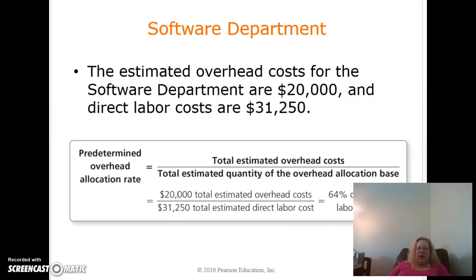The total estimated overhead costs for the software department are $20,000. Smart Touch Learning's managers have compiled the following data for the software department's total quantity of the allocation base. Direct labor costs are estimated at $31,250. The predetermined overhead allocation rate is 64%, which is found by dividing $20,000 by $31,250.